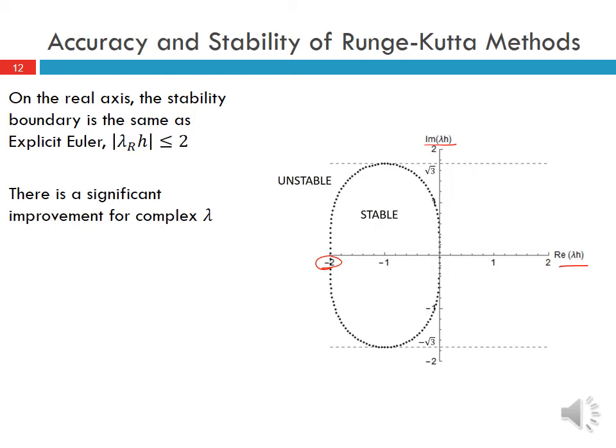But we see that there is a significant improvement for complex lambda. Compared to the explicit Euler method, we've got a lot more space in our stability region here. The method, though, is unstable for purely imaginary lambda, similar to the explicit Euler method. It's just tangent to the imaginary axis here, and it does not contain any of the imaginary axis.